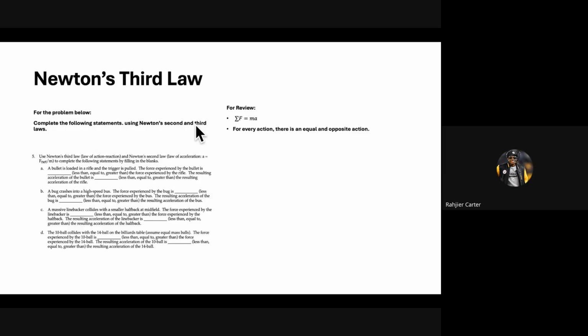I said less than. I don't think it was right. Go back one more time. The force experienced by the bug is less than, equal to, or greater than the force? It's equal to. So the forces are equal, right? Right. But the acceleration is less than the acceleration of the bug.